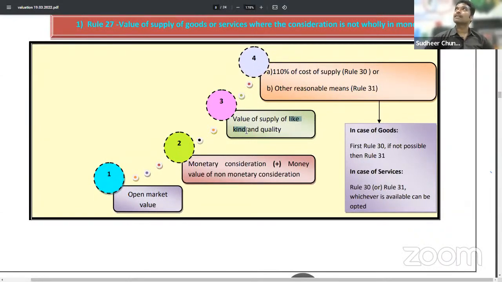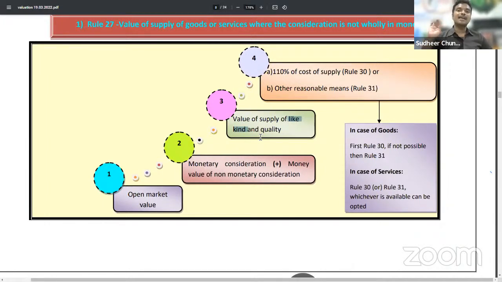Sir, what is point number 3? So if you see point number 3, like kind and quality, that means similar goods, same type of goods to other person. Sir, here open market value means same good. Whereas here in point number 3, like kind and quality, you need to see. That means similar goods, having similar features. Another company mobile is there, sir, with similar features. They are selling for 43,000.